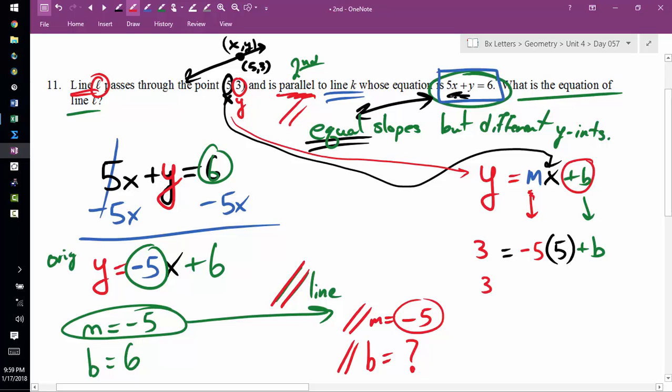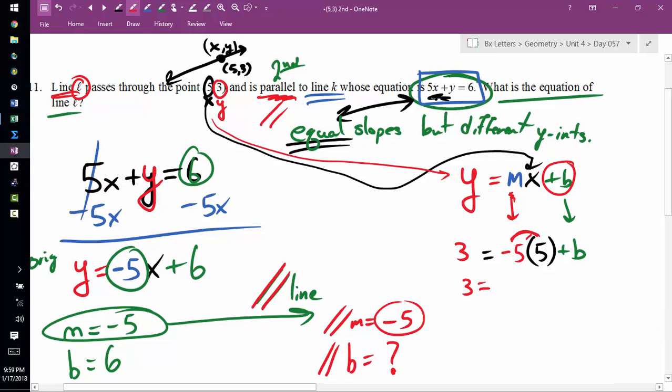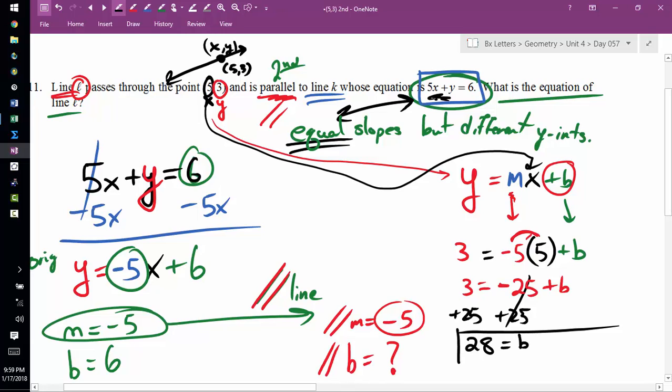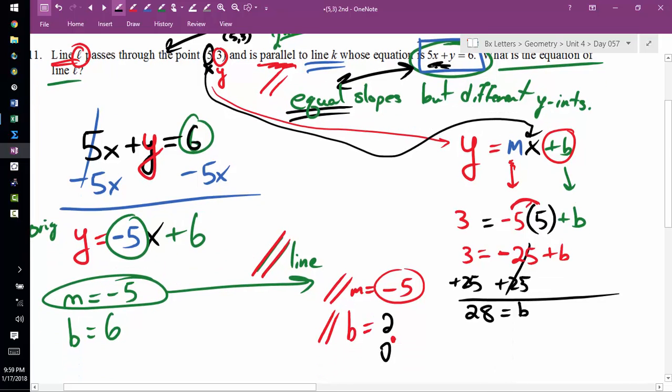So I've got nothing to do on the left side of my equation. I'm going to do this multiplication. Negative 5 and a positive 5 is a negative 25 plus b. I'm going to add 25 to both sides. And it's going to be 28 equals b. My y-intercept is going to be 28. So, 28.